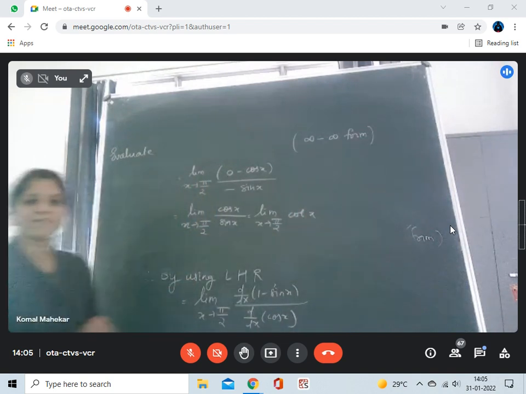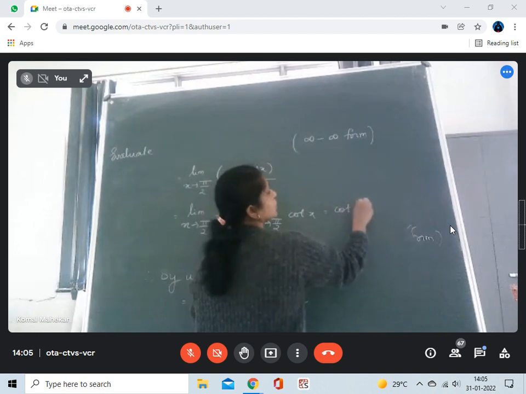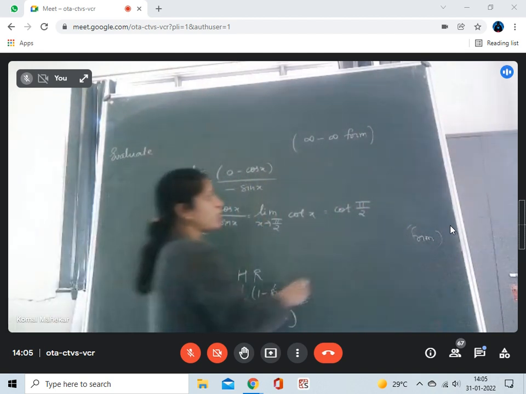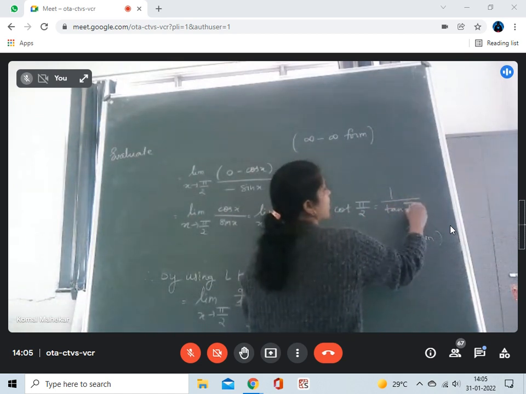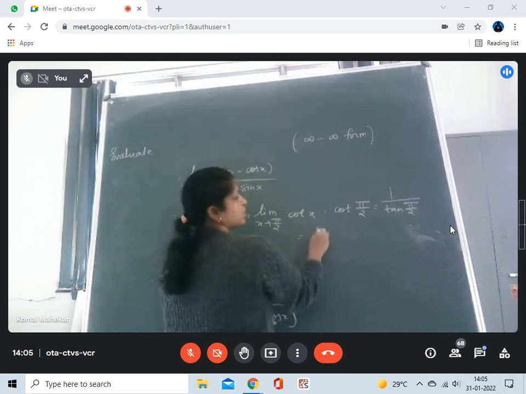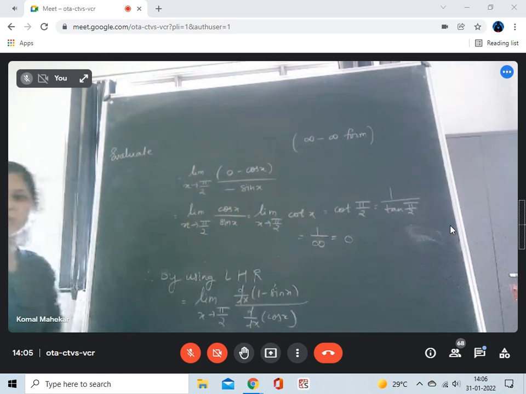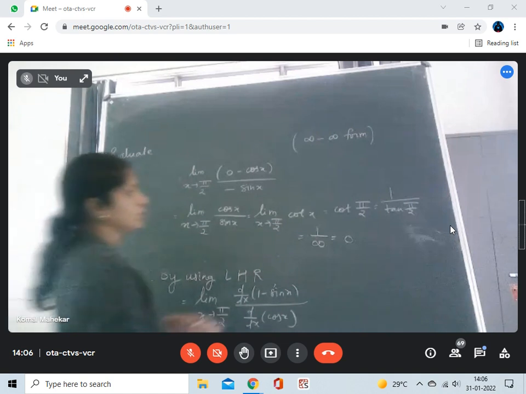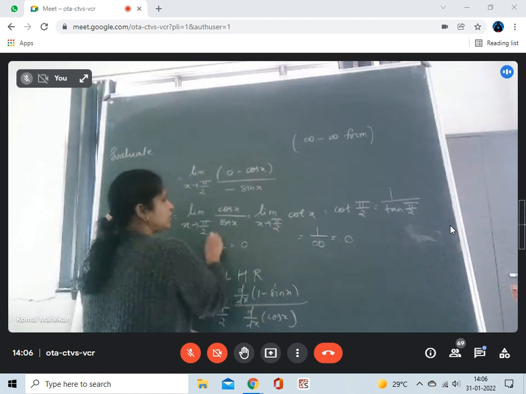Now put the value of x equal to pi by 2. This becomes cot pi by 2, which is nothing but 1 upon tan pi by 2. Now tan pi by 2 is infinity, so this is 1 by infinity, and 1 by infinity is 0. So our limit value is 0.